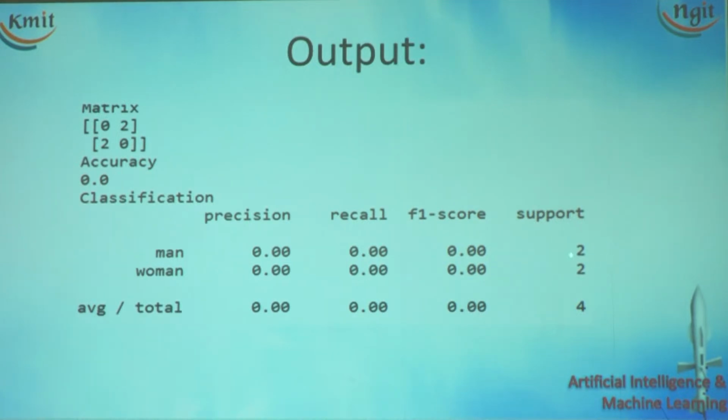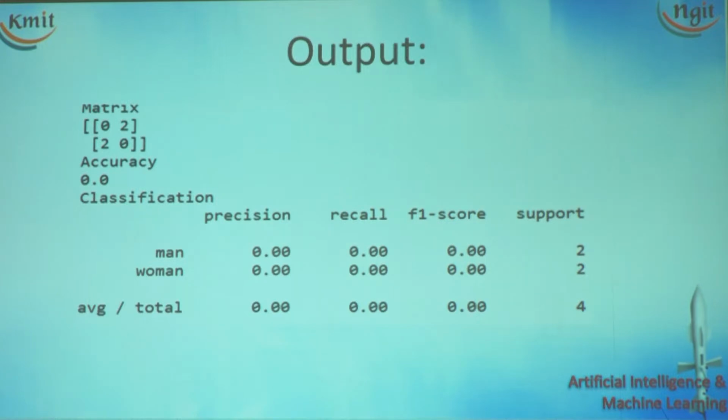And support. Support means how many are available in each class. Men 2, women 2, so total 4 data points are there. Where will the support help you? Yeah, this is an important point. What is the importance of the support? It will tell you whether the data set is balanced or imbalanced.